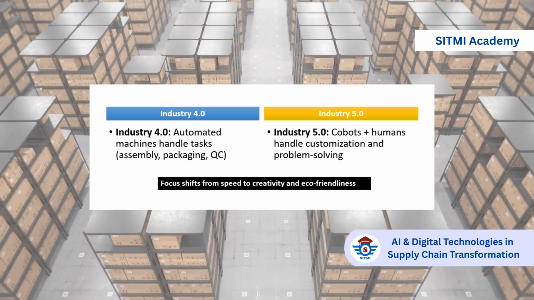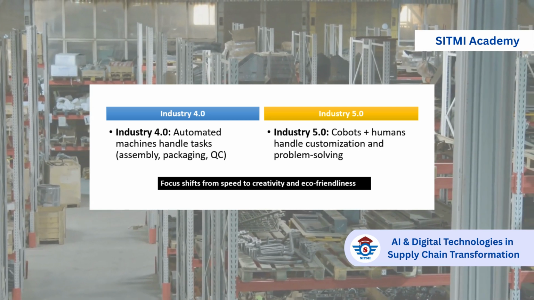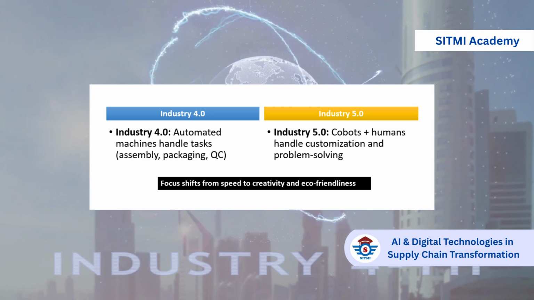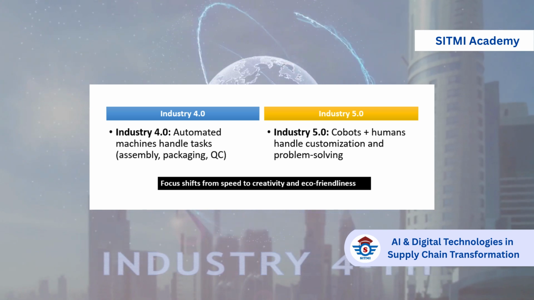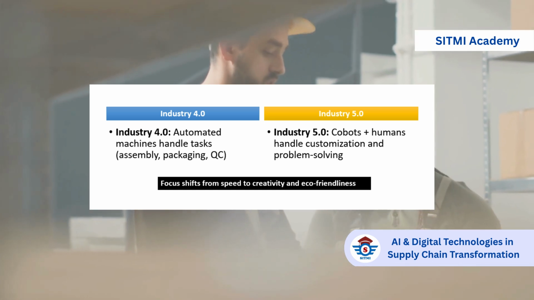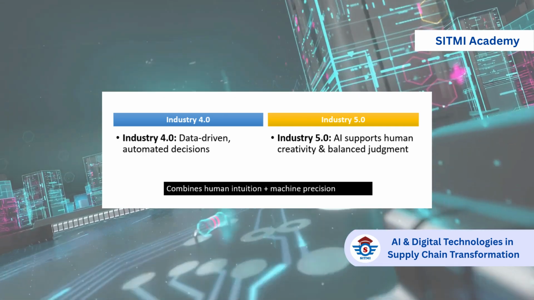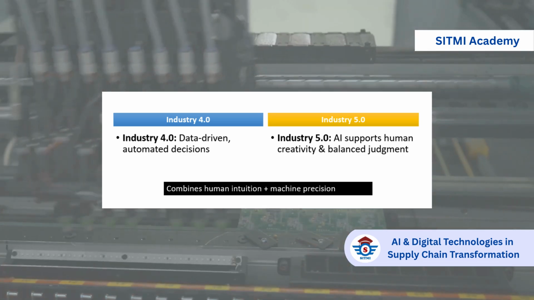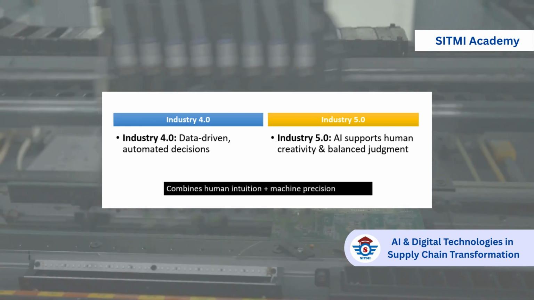Our first type is automation in Industry 4.0, where machines perform tasks like assembly, packaging, and quality checks with minimal human intervention. Our next type is collaboration in Industry 5.0, where humans work alongside cobots for tasks like product customization, real-time problem solving, and ensuring eco-friendly production practices. Another type is decision-making, where in Industry 4.0 decisions are largely data-driven and automated, whereas in Industry 5.0 AI supports human creativity and judgment, balancing efficiency with innovation.